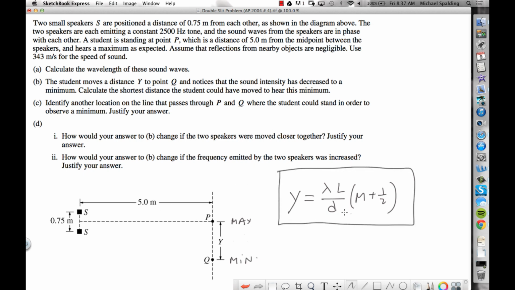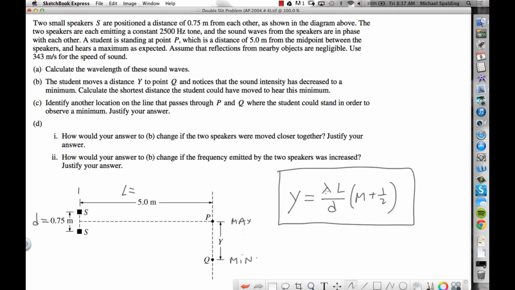Okay. So the variables. What's D? D is this. It's the distance between, if this were light, and in my lecture I said it's the distance between the slits, but here it's speakers. So D is going to be the distance between the speakers. L is the distance from the speakers over to where we're observing this pattern.